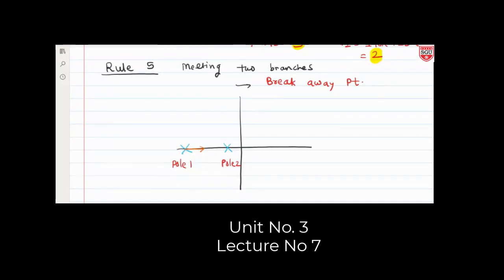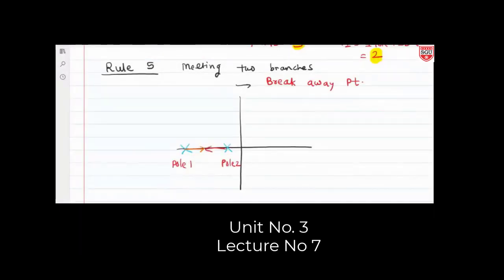Same thing we will apply for pole 2. Here is one condition, here is one condition. Let's say here I will give P1, here I will give P2. Now apply the condition. Imagine you are at P1. On the right side, how many poles are there? 1. If we are at P2, on the right side, how many poles or zeros are there? 0. So that direction will be in the direction of P1. Means again, what will happen? Direction will be like this.